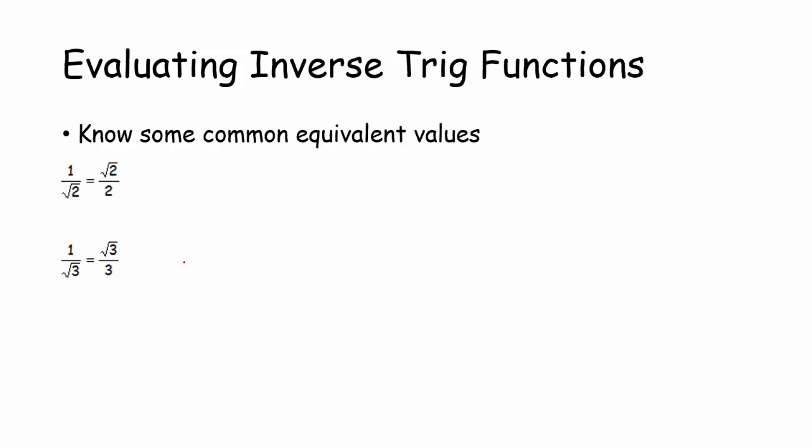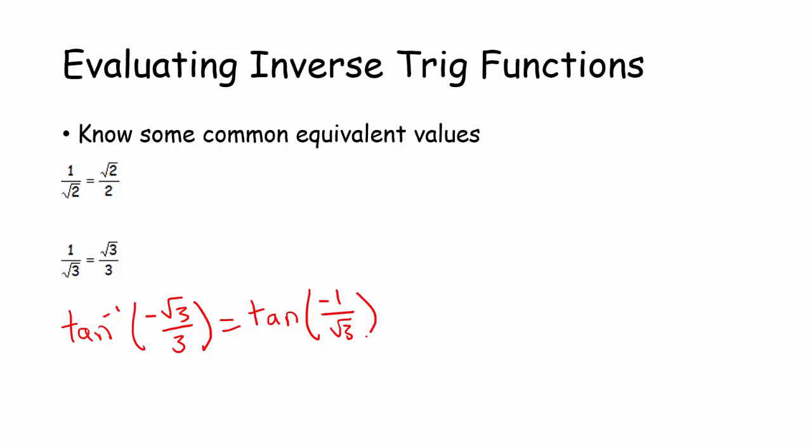Let's say you had to do the tan inverse of negative root 3 over 3. And you were like, wait, opposite over adjacent. Oh, I don't like having a root 3 and a 3 in there, or you get confused, you don't know where the triangle's going to go. Well, if you know that root 3 over 3 and 1 over root 3 are the same number, you could just do the tan inverse of negative 1 over root 3.